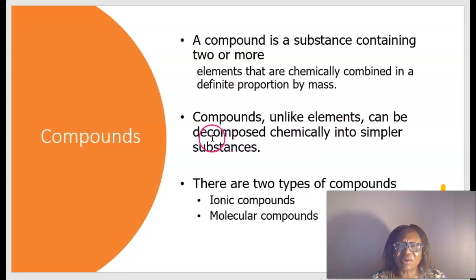How many types of compounds do we have? We have two types of compounds: ionic compounds held by ionic bonds and molecular compounds held by covalent bonds. These are the two main types of compounds.